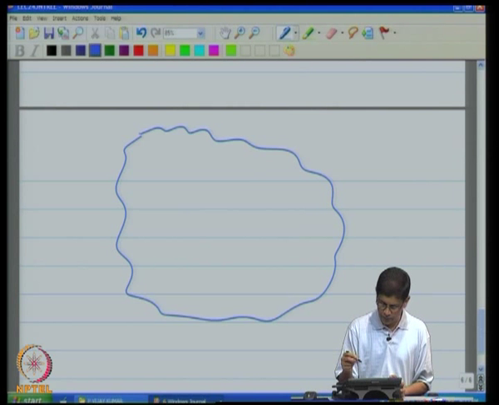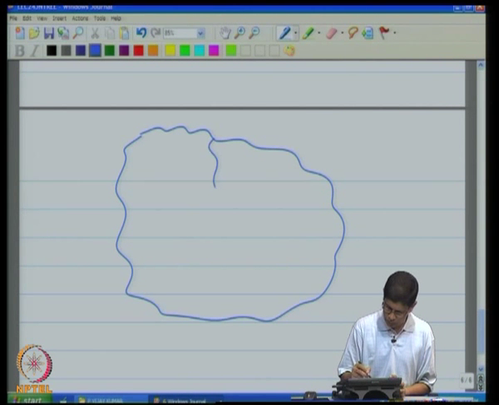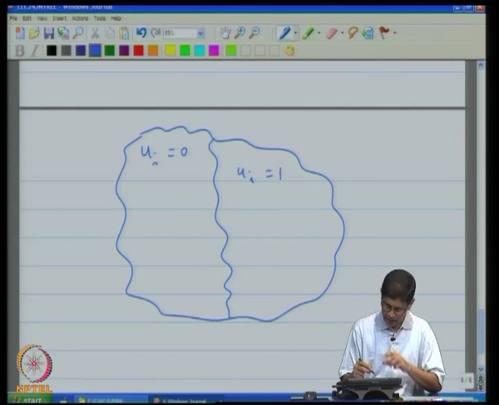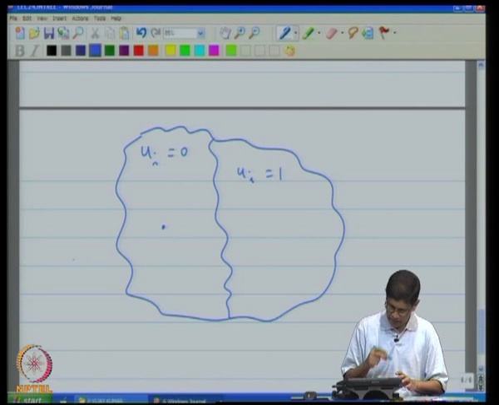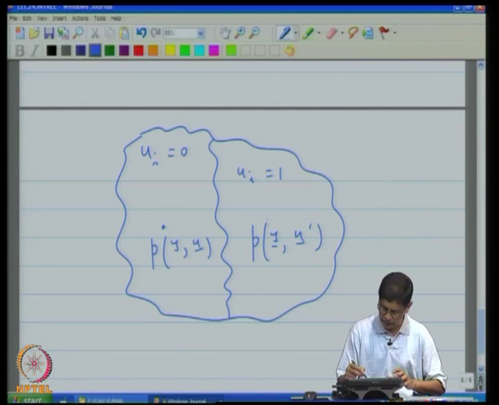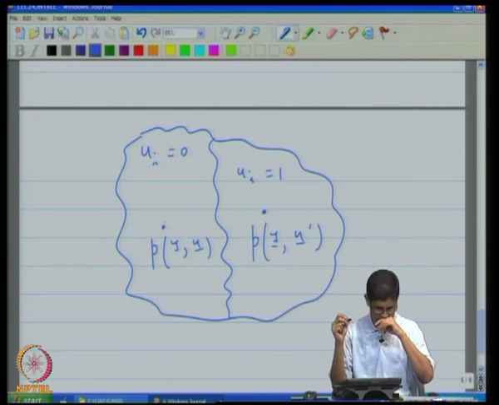You can divide the set of all message vectors into those in which, let us say, ui equal to 0 and ui equal to 1. Here you will be computing p of y, u for some vector u such that ui equal to 0, and here you will be computing p of y comma u prime for some u prime such that ui equal to 1. These are example quantities here.